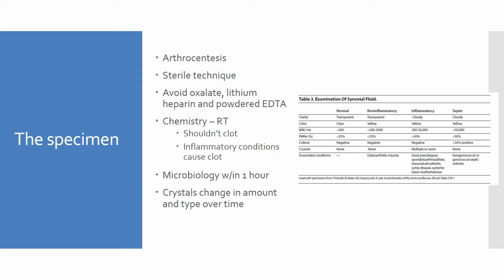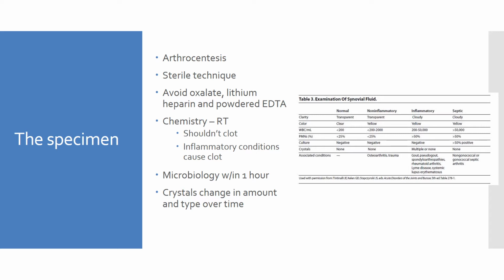If you do have a clot for chemistry, you can easily spin that clot out and use the supernatant. That's not going to really affect many of the analytes that we worry about in a chemistry specimen. In a microbiology specimen, if we do have a clot, we tend to treat it like a tissue and grind that clot up. The situation there is that if there are any bacteria caught within that clot, we would want to release them by grinding.